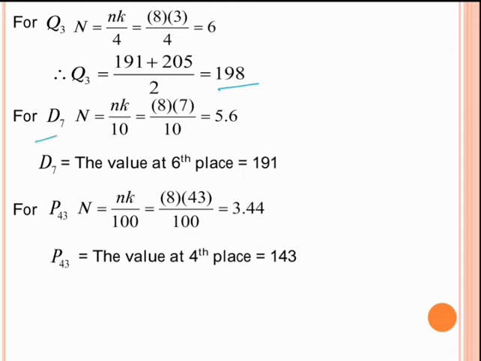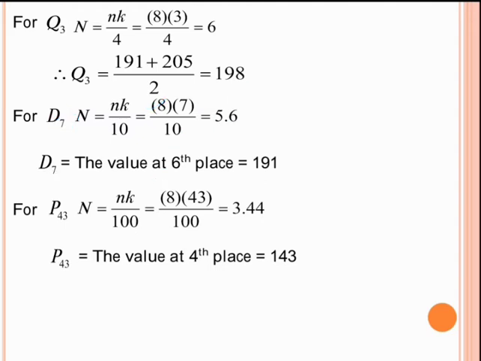Similarly, next we find D7. Again the formula is capital N equal to nk by 10. So n is 8, k is 7, this is 7 divided by 10. This is 5.6. Now it is not an integer, so we will take the higher value of this. So 5.6 we will consider as 6. So we will take the sixth value, and our sixth value is 191, which is the value of D7.